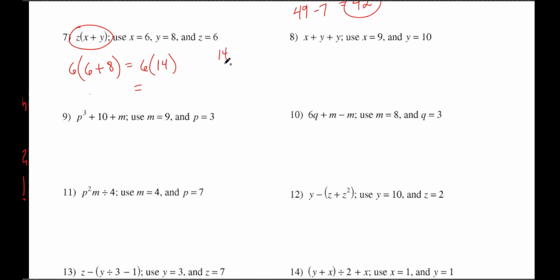No, I think it's bigger than that. 14 times 6. Let's do it. What's that? That's 84, sorry. So it's 84. Oops, there goes my pen. Let's see if it works. There we go. 84. That's how you do that. Okay? That part's pretty easy.